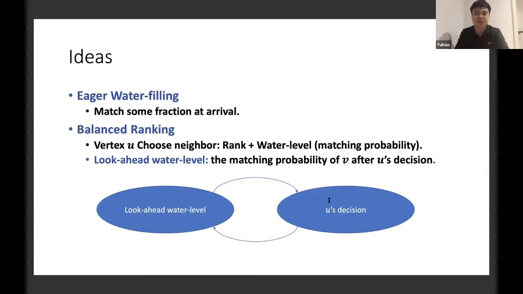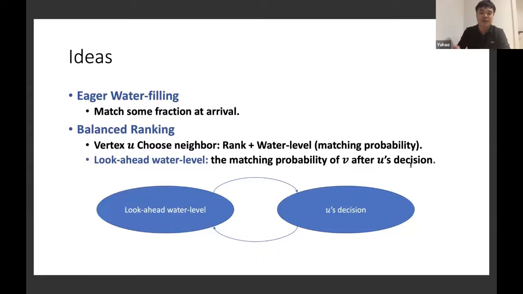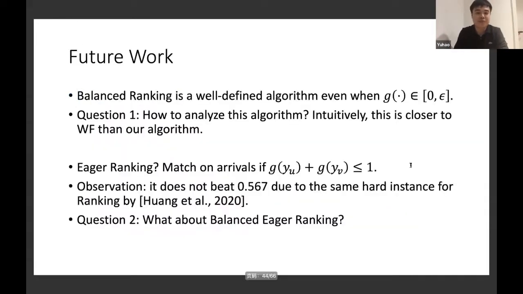So how to do this? We design a repeated guessing and adjustment process, and then this can be done. I think it's a very interesting part of our algorithm.